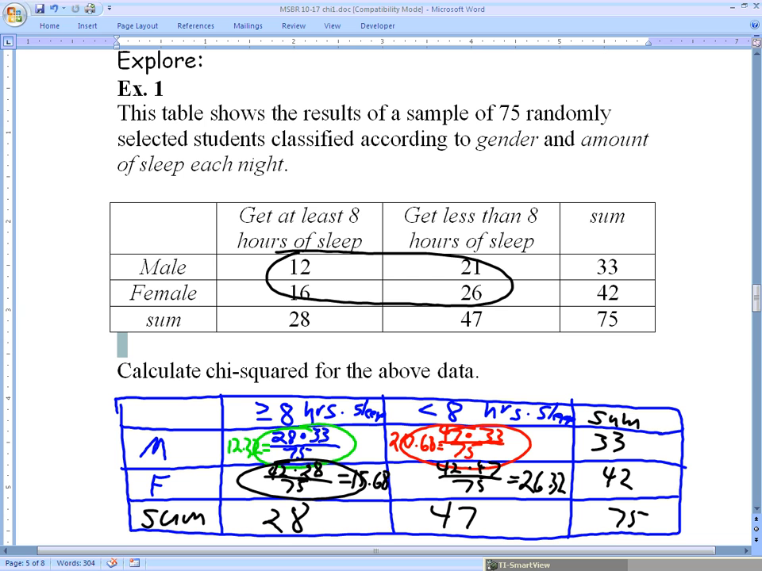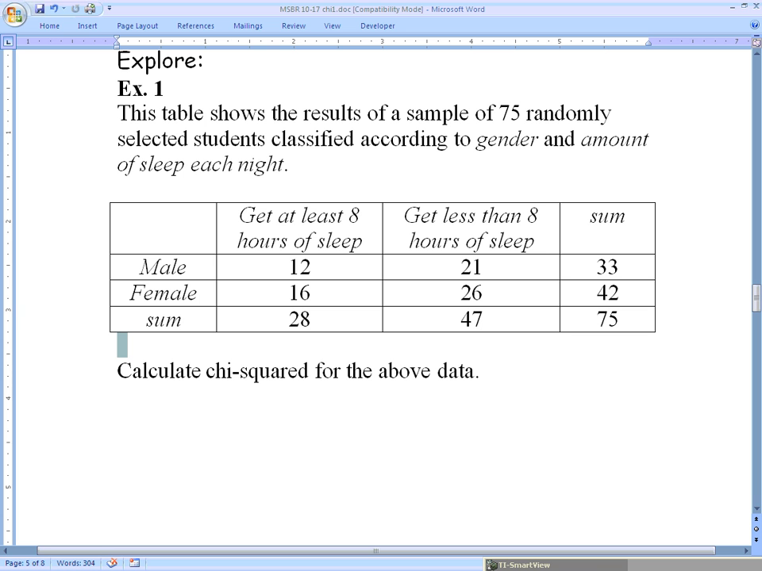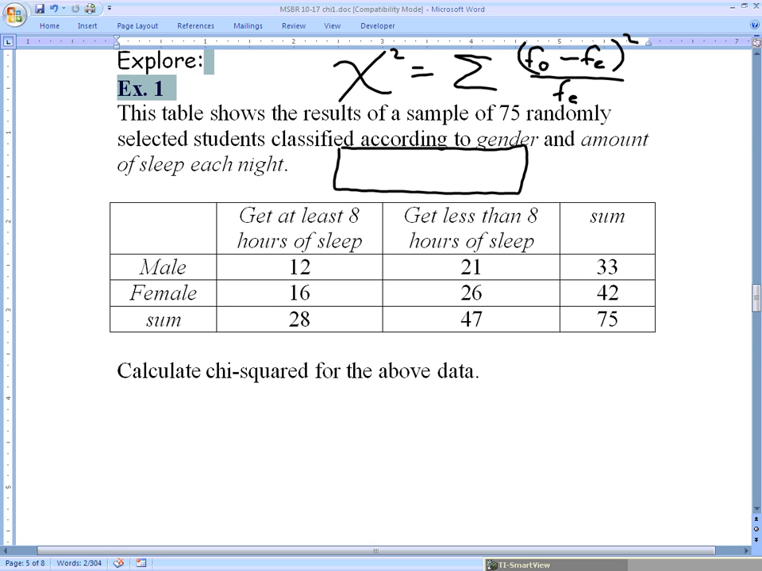Now, the goal of this lesson is not to find expected values. The goal of this lesson is to find chi-squared. But for our chi-squared formula, the formula says chi-squared is equal to the sum of my observed data minus my expected data squared, all divided by my expected data. So in order to do chi-squared, I need what's called expected data. And what we just found, we found the four values of our expected value.